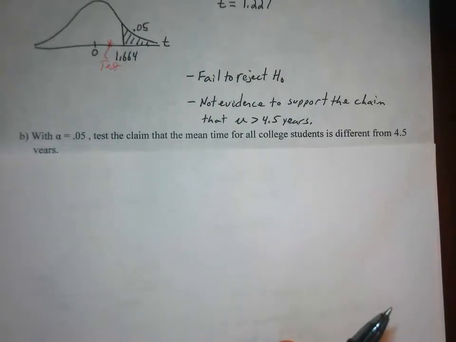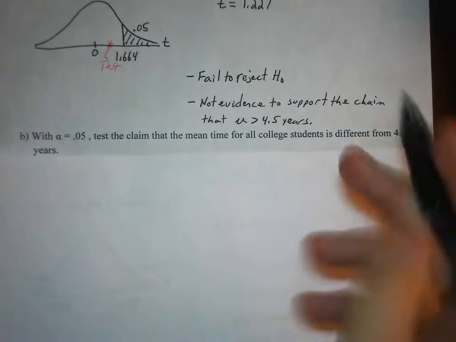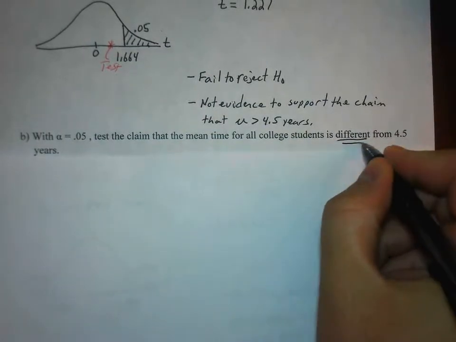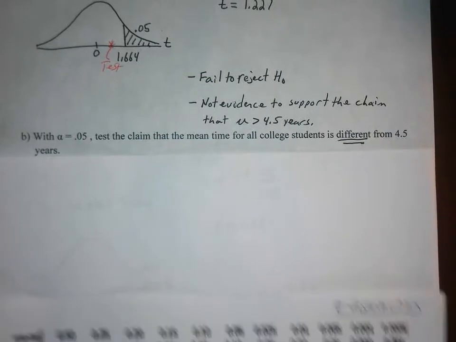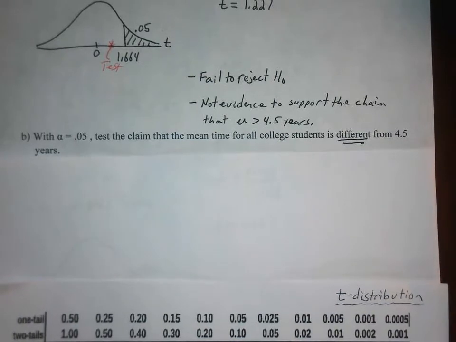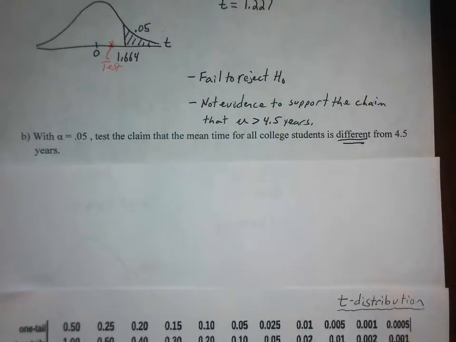Okay, the next one, test the claim that the mean time for all college students is different from 4.5. Well, now the key word here is different from, which means not equal to. So that'll change your hypotheses, but everything else is still the same idea. So take a minute and do that, and I'm going to show you the answer. Pause the video.